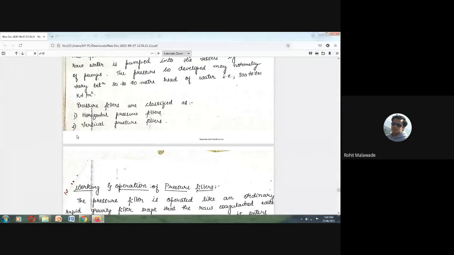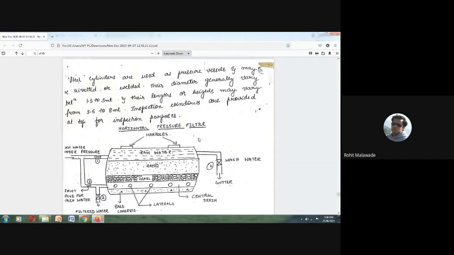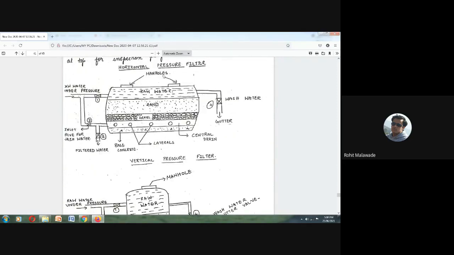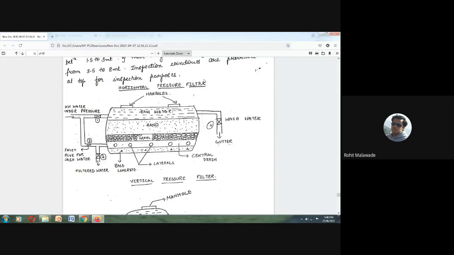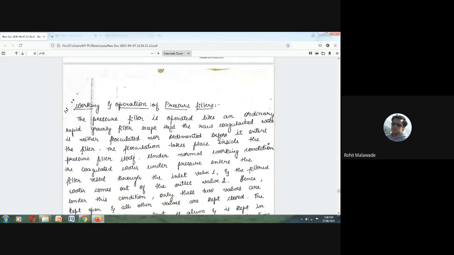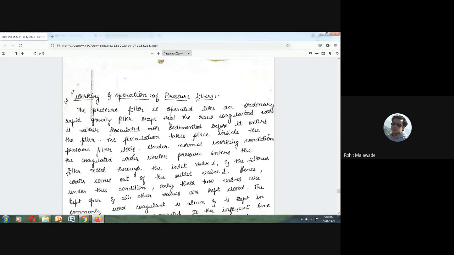Again, there are two types of pressure filters based upon shape. We classify them into two types, the horizontal pressure filter and the vertical pressure filter. The only difference is the shape. This we call a horizontal pressure filter and this we call a vertical pressure filter. Only the shape makes them different from each other. The remaining depth and gravel and the working remain the same. Now we will see the working and operation.